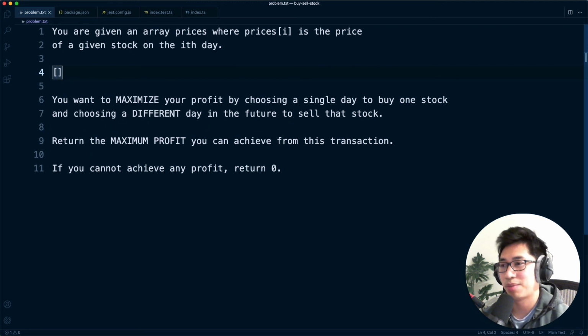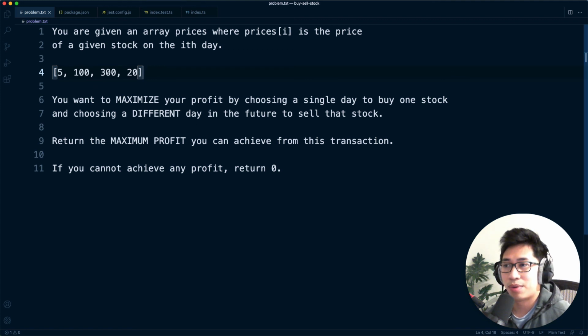And at first, maybe it was $5, and then it goes up to 100, and then it goes up to 300, and then the next day it goes back down to $20, right? So each of these numbers represents the current price of a given stock for a given day, okay? And what we want to do with that is maximize our profit by choosing one day to buy and then choosing a different day in the future to sell, right?